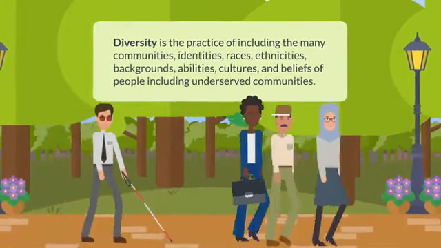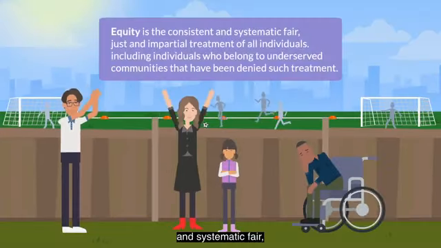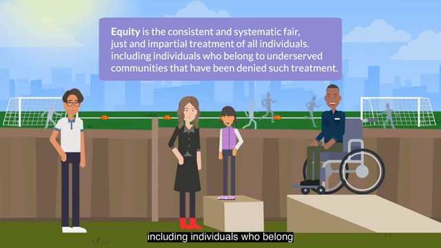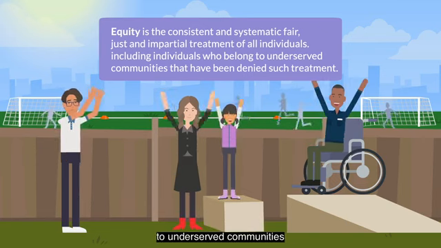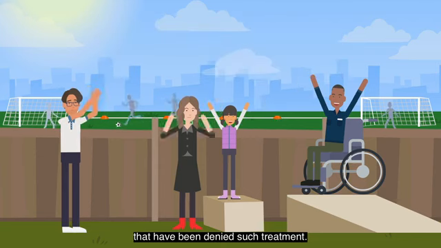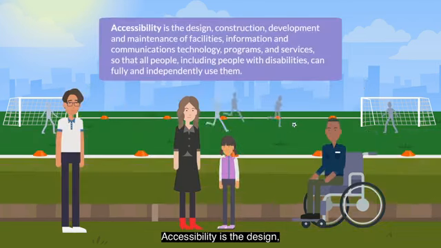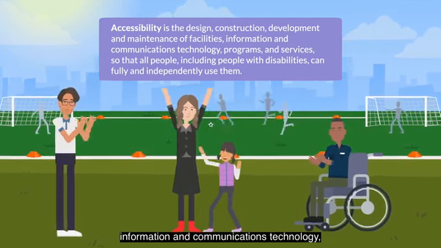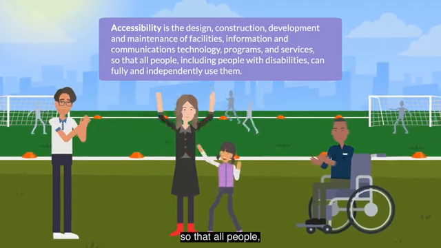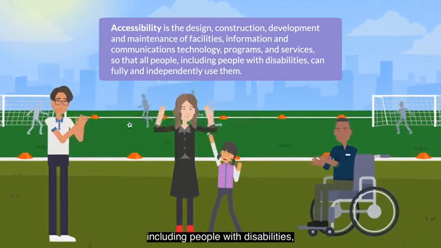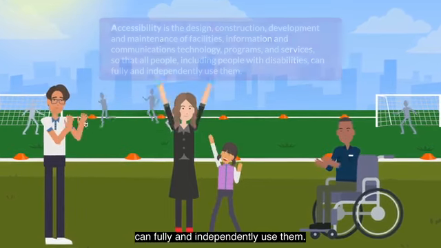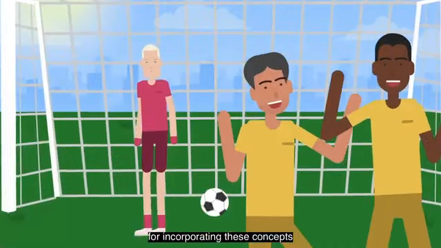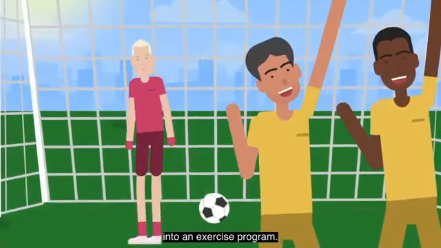Diversity is the practice of including the many communities, identities, races, ethnicities, backgrounds, abilities, cultures, and beliefs of people, including underserved communities. Equity is the consistent and systematic fair, just, and impartial treatment of all individuals, including individuals who belong to underserved communities that have been denied such treatment. Accessibility is the design, construction, development, and maintenance of facilities, information and communications technology, programs, and services so that all people, including people with disabilities, can fully and independently use them. Understanding these terms and definitions lays the foundation for incorporating these concepts into an exercise program.